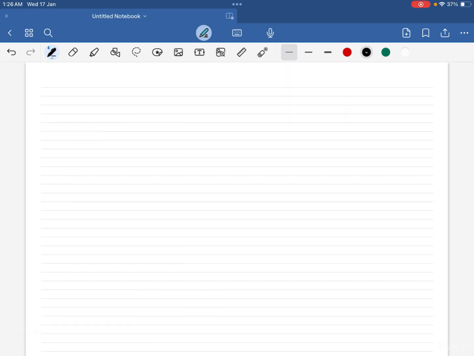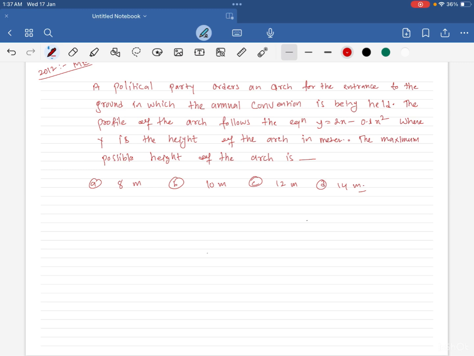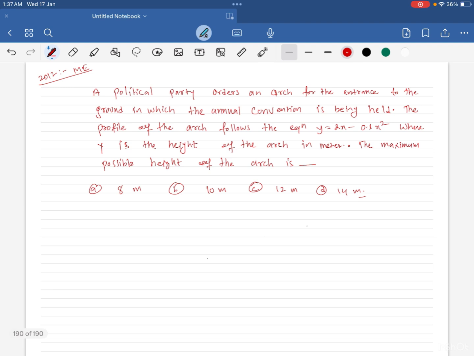Okay, now let's look at this one. This is from ME 2012. A political party orders an arc for an entrance to the ground in which the annual convention is being held. The profile of the arc follows the equation y is equal to 2x minus 0.1 x square, where y is the height of the arc in meter. The maximum possible height of the arc is, right? So it's a maximum minimum question.